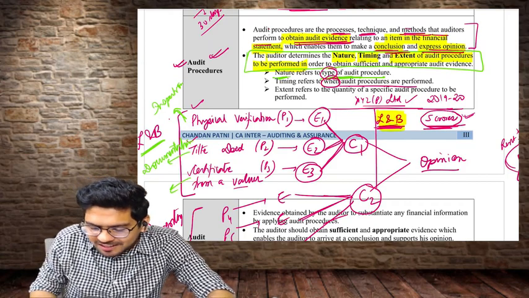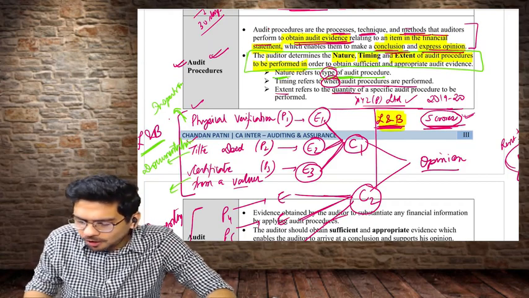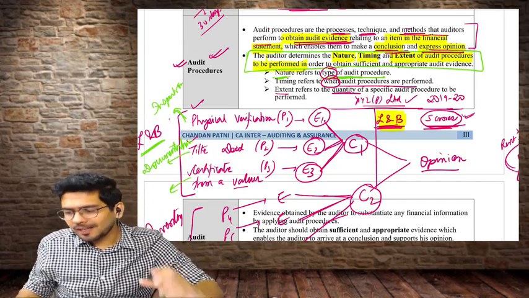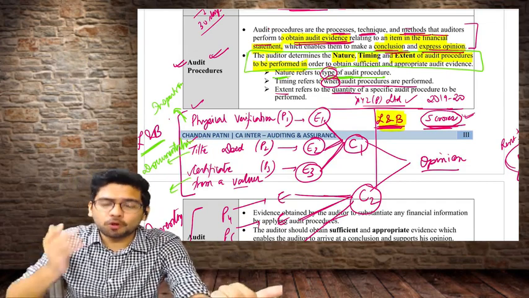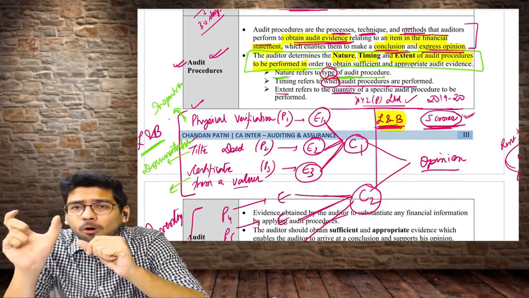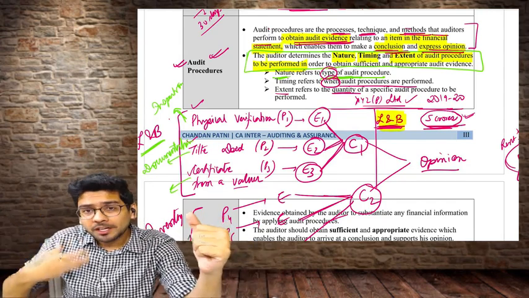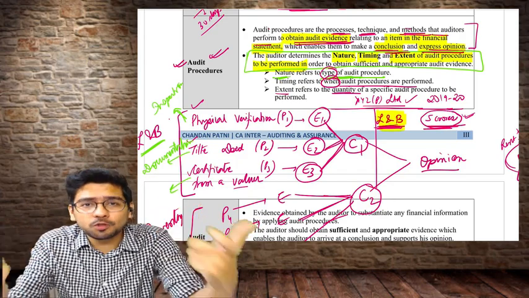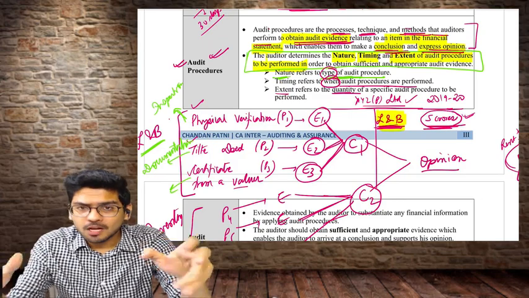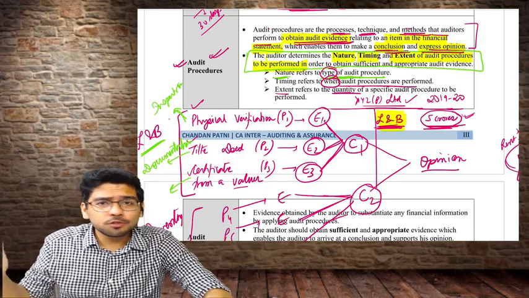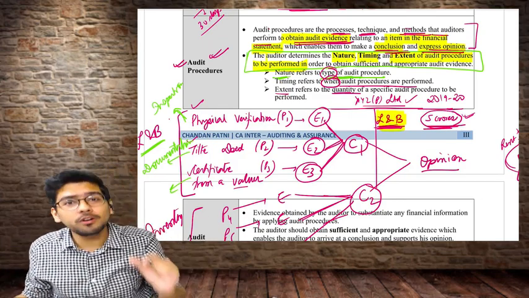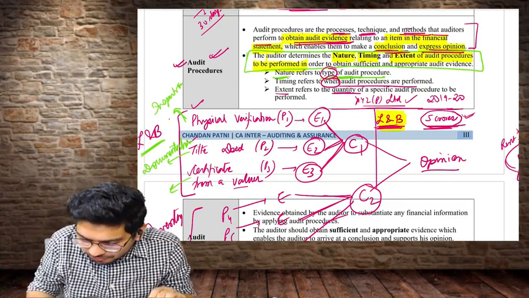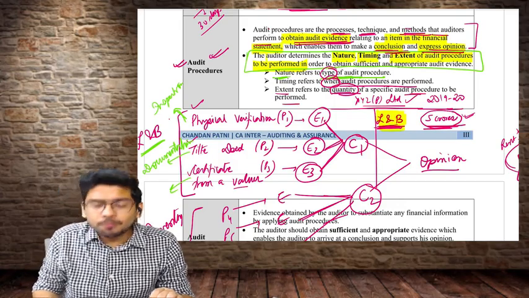And thirdly, extent means the quantity of procedures to be performed. For example, let's say I am checking the sales invoices of a company. I need to determine how many invoices I need to check. Let's say there are 1 lakh invoices. Probably it will not be practical for me to check all the 1 lakh invoices. So I need to determine the extent of invoices that I need to check. So extent refers to the quantity of audit procedures to be performed.